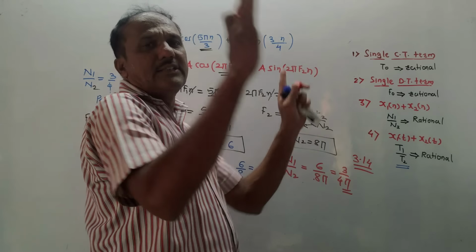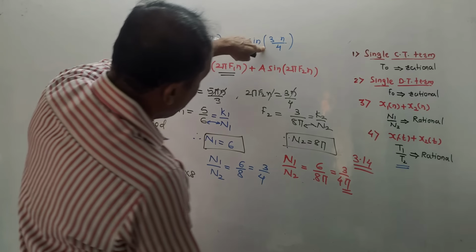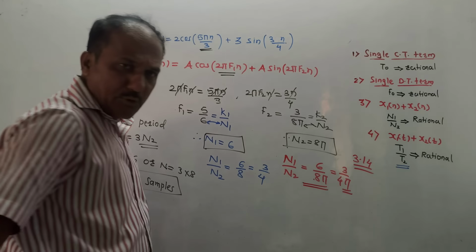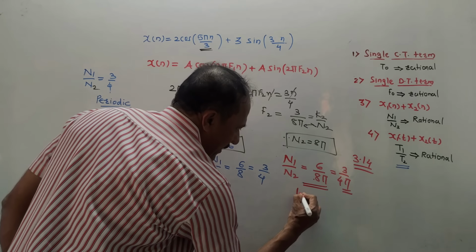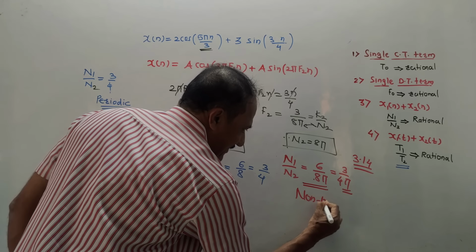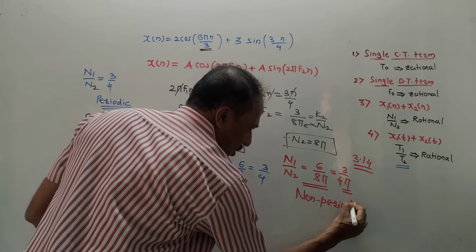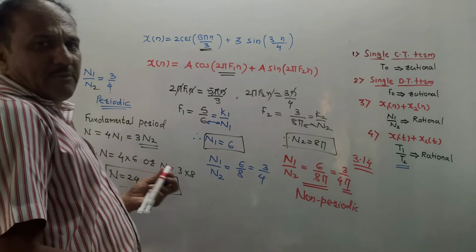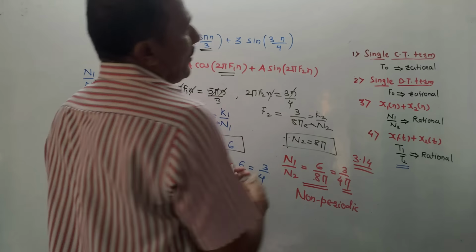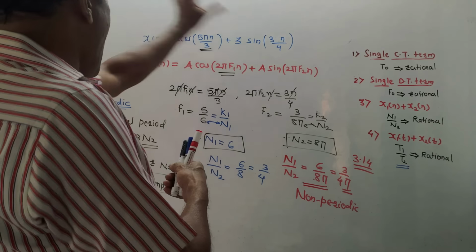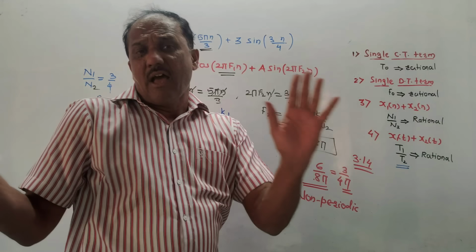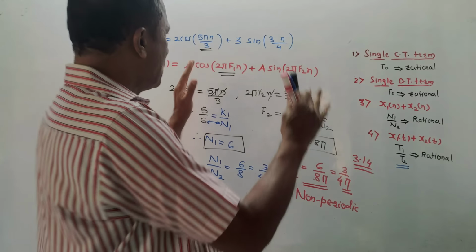So signal is non-periodic. So what I said, if given equation would have been like this, we would have done the calculation up to this step, and directly after this step you need to write signal is non-periodic. If signal is non-periodic, you don't have to calculate its fundamental period, because fundamental period is applicable for only periodic signal. So this is the way how you can solve any numerical. So if you just prepare these numericals and follow these methods, you will be in a position to solve any numerical.